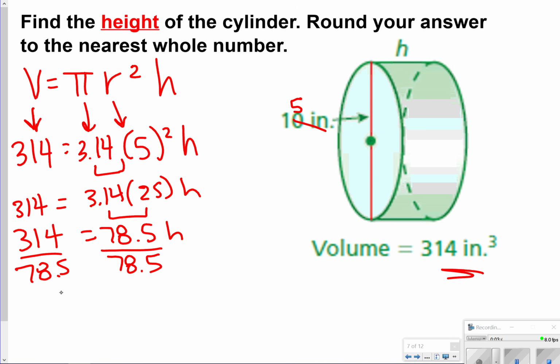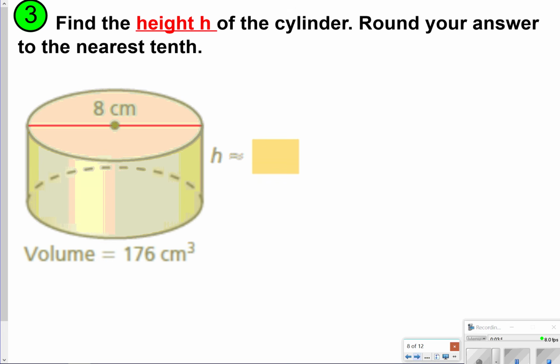So 314 divided by 78.5 is going to give me 4. So my height for this example is 4. So that's the kind of question you're going to try now. So you're going to find the height of the cylinder. Two things to keep in mind.